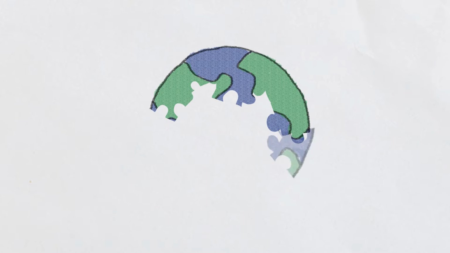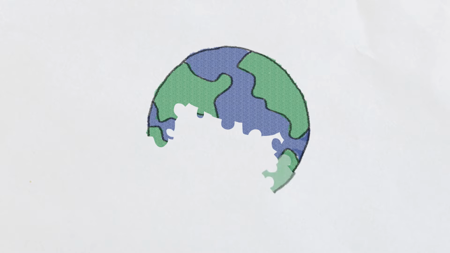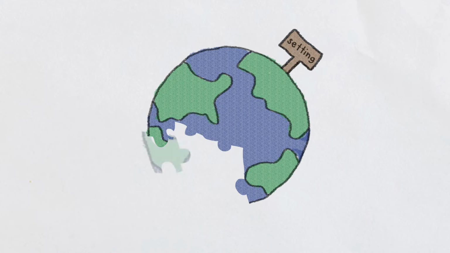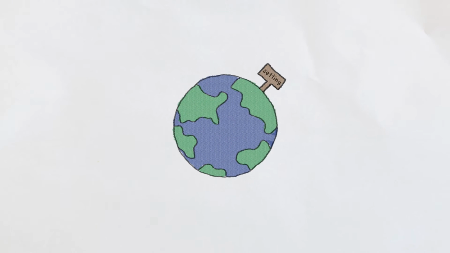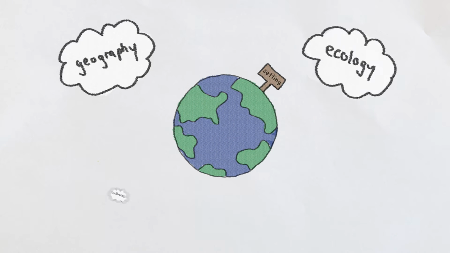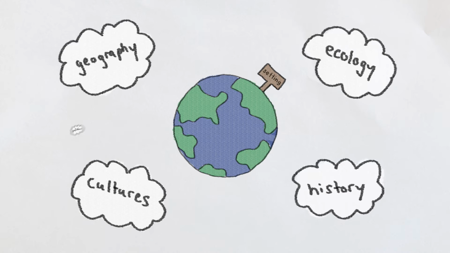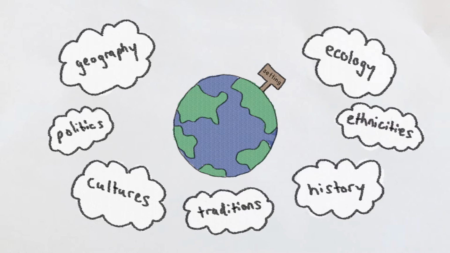What is worldbuilding? Simply put, it's the process of constructing an imaginary world. Of course, all stories need a setting. But worldbuilding is more than just deciding where a story happens. It's creating geography, ecology, cultures, history, and all the small details that make up a world.